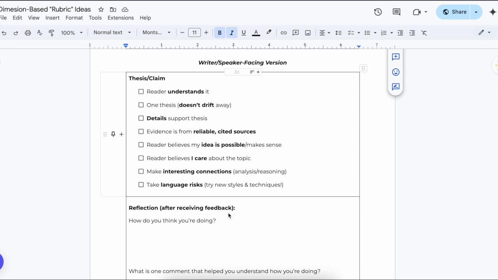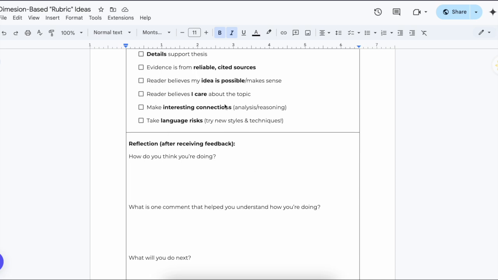Again, this is a checklist for the speaker or the author to be like, okay, I need to make sure it's understandable. I have one thesis that doesn't drift away, details that support it, right? My evidence from reliable cited sources. Again, using definitely social studies language here. But then these are Dr. Inoue's: reader believes my idea is possible. I added "makes sense." Reader believes I care about the topic.